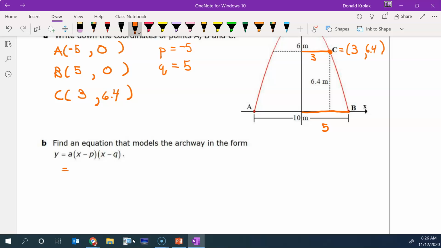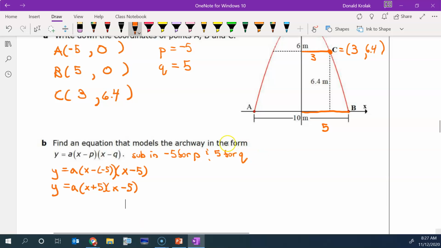I'm just going to plug in those numbers. So I'm going to substitute in the values of P and Q. -5 for P and 5 for Q. So I'm going to get y equals a times x minus negative 5, times x minus 5. So I didn't need the axis of symmetry on this one.